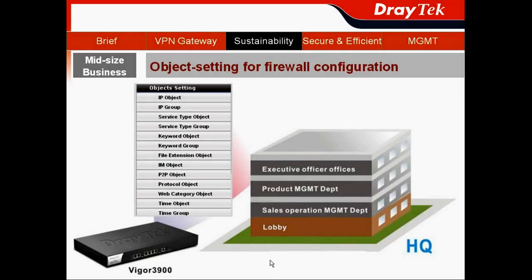In ABC company's story, they have a 4-level building as their headquarters. The first floor is for the lobby, the second floor is for the sales operation management department, the third floor is for the product management department, and the highest floor is for the executive officers.